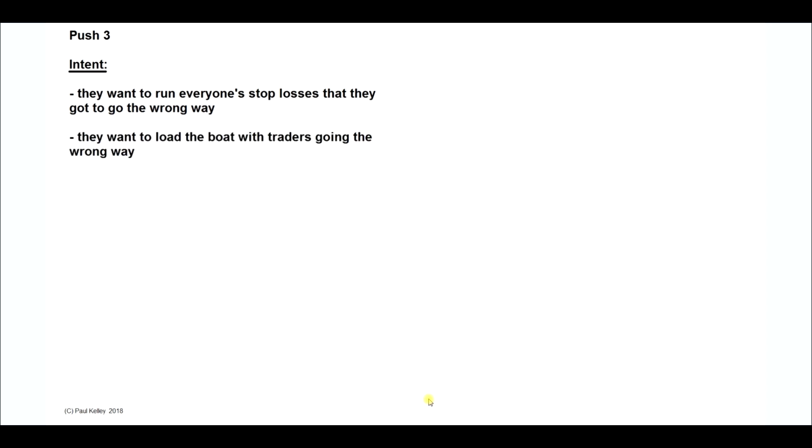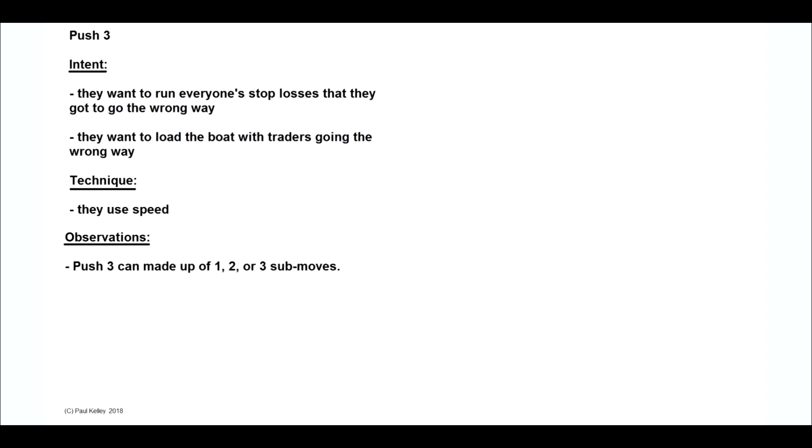Push 3 is pretty simple. All they want to do is just run everyone's stop losses that they get to go the wrong way. That's the people who went with the push 2 pullback that went with that direction. They also want to load the boat with traders going now the new wrong way, which is the breakout traders that are going with the movement. If they're going up, they're going to load the boat with those people. They want a lot of people jumping on. So how are they going to do it? They're going to use speed.